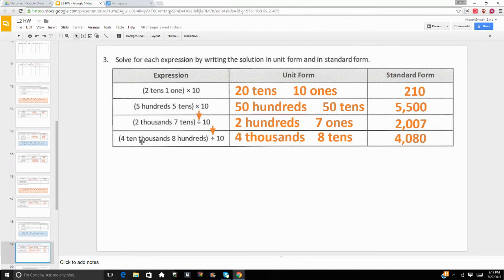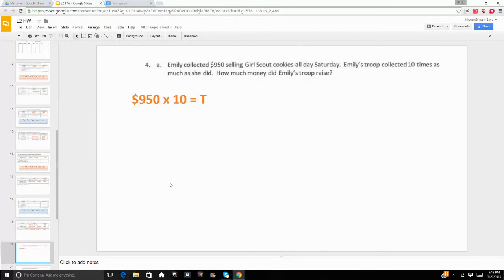For 10,000s, if we move over from the 10,000s, we end up in the thousands. And 800s, if we move over from the hundreds, we go to the tens. So 4,000 and 8 tens is 4,080. Now our last two problems are word problems, but they are word problems to apply the 10 times rule.